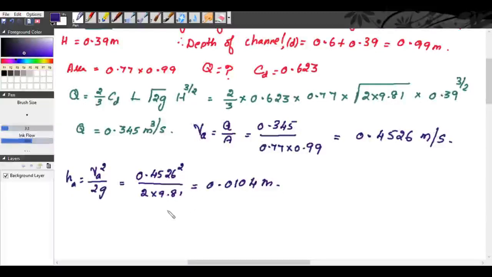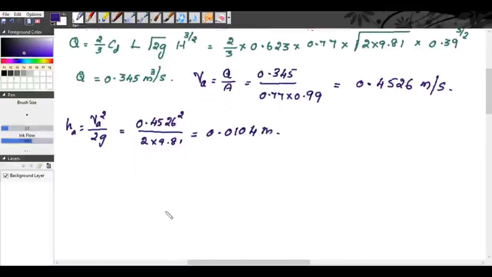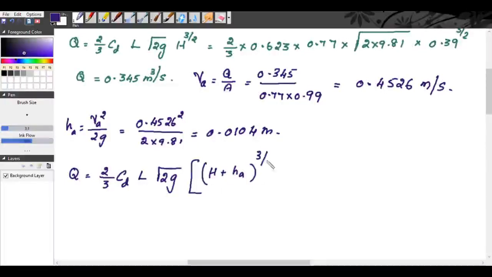So now we know the discharge by considering the velocity of approach will be Q is equal to 2 by 3 CD into L into, here length is equal to the breadth or width of the channel, into square root of 2G into H raised to 3 by 2. So H raised to 3 by 2 is replaced by (H plus HA) the whole power 3 by 2 minus HA raised to 3 by 2.